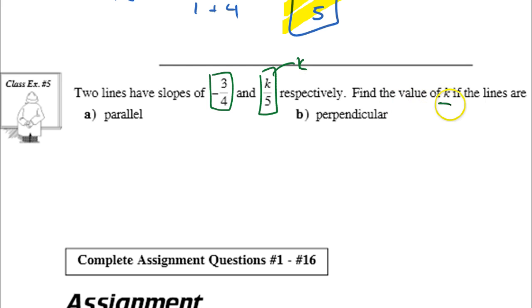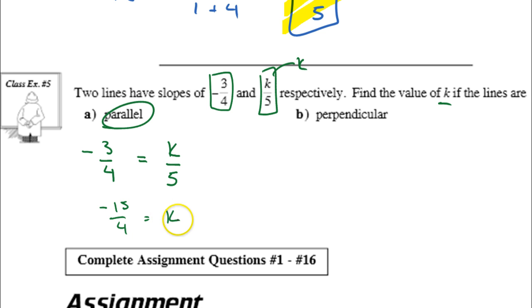We want to find the value of k if the lines are parallel. If the lines are parallel, that means they have the same slope. Well, if they have the same slope, I'm just going to make their slopes equal. Okay, so there's only one number that would fit for k to make those numbers equal. I'm just going to solve for k. So multiply both sides by 5, and I'm going to get negative 15 over 4. And there you go. That's your answer there. k equals negative 15 over 4.